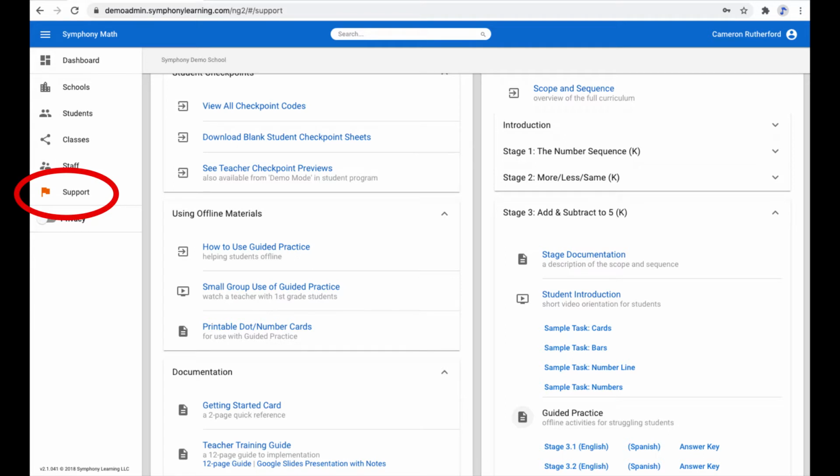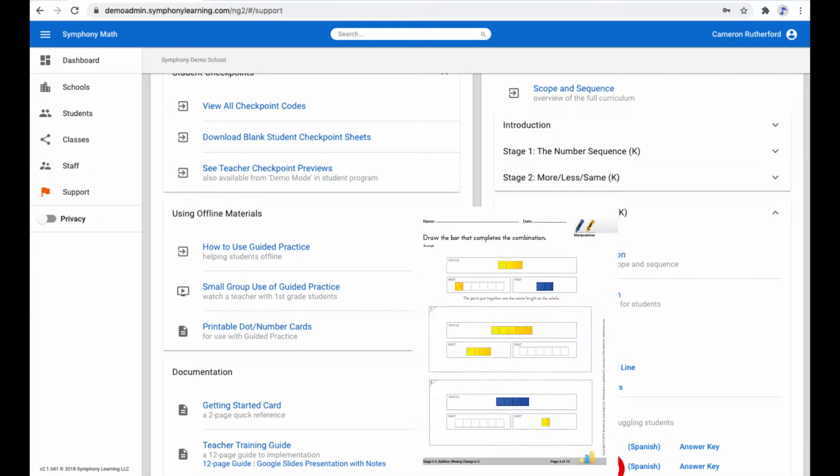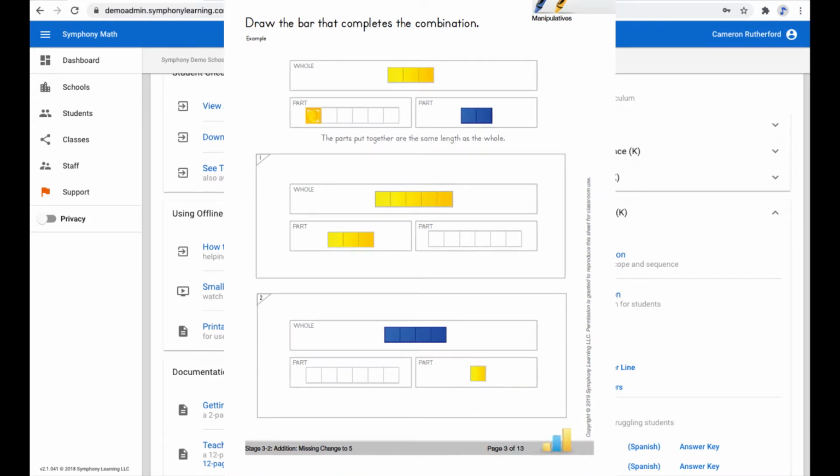For today's lesson, the materials you need will be bars or any kind of interlocking cube, numbers, the addition sign, and the equal sign. You can download these from the Symphony Math support page. The concept today is stage 3.2, missing change to 5.